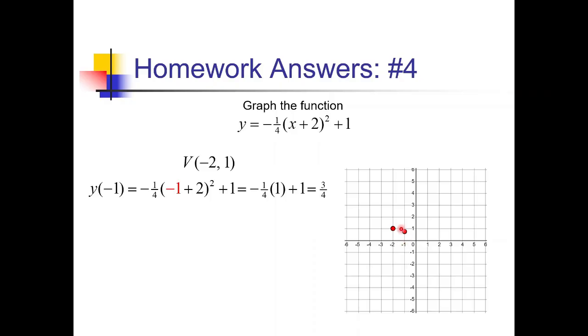Now to get a third point, I can just reflect that weird point across the vertex to -3, comma, 3/4. And now that's enough to graph the parabola through the 3 points.